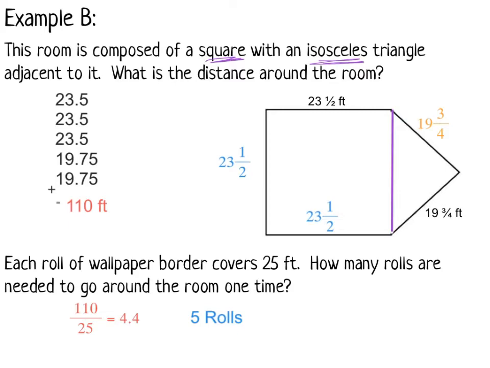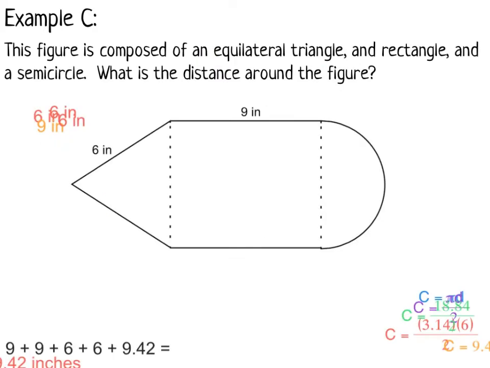Let's take a look at the next one. Let's take a look at example C. Example C says this figure is composed of an equilateral triangle, a rectangle, and a semicircle. What is the distance around the figure? So again, they've given me some important information in my problem that will help me. I have an equilateral triangle, I have a rectangle, and I have a semicircle. So these are important things that they're telling me in my problem that will help me figure out some of the answers.